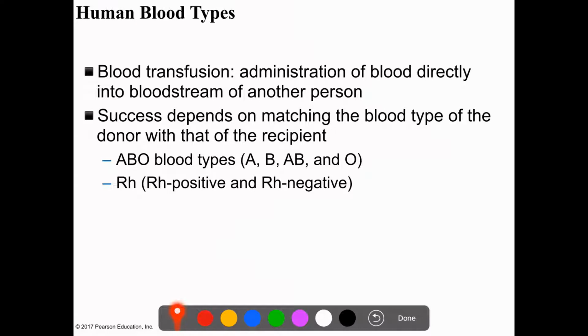Now, let's talk about the human blood types. Human blood types are important to determine blood transfusion. Blood transfusion is the administration of blood directly into the bloodstream of another person. And success is dependent on matching the blood type of the donor with that of the recipient. We have 4 groups of blood type, A, B, AB, and O. And we have Rh positive and Rh negative. And I believe you understand there is A plus, A minus, B plus, B minus, and so on.